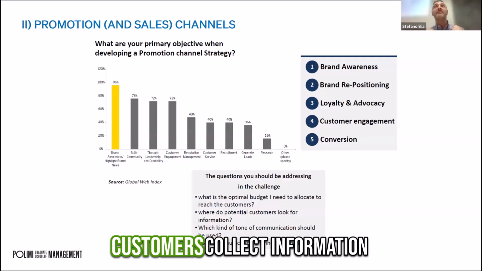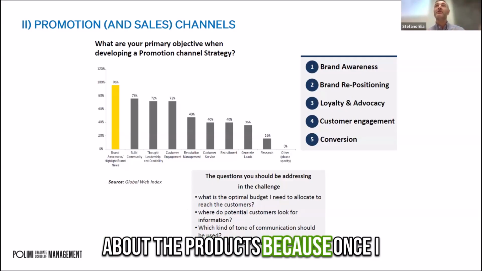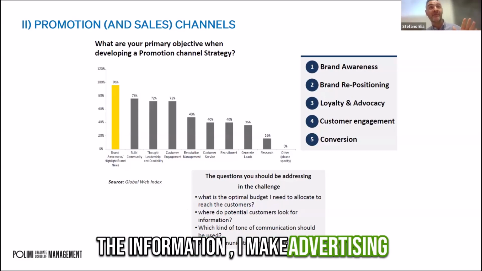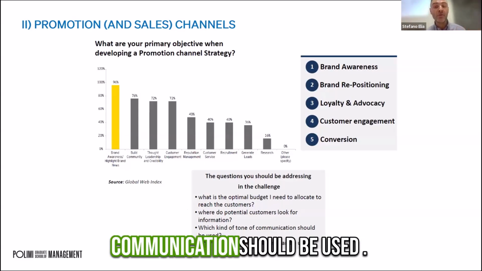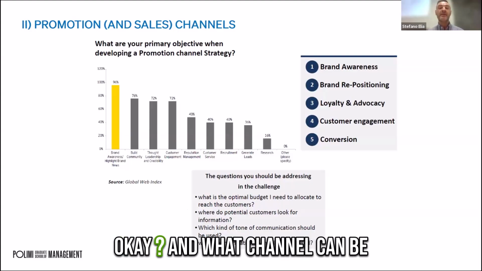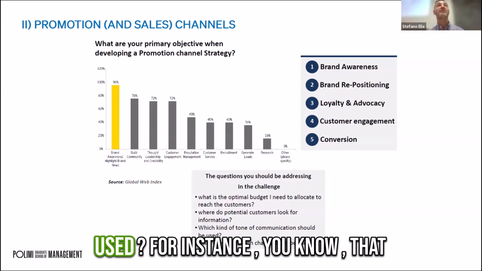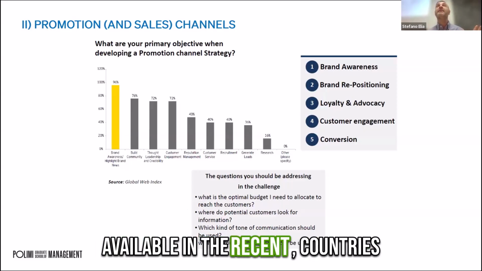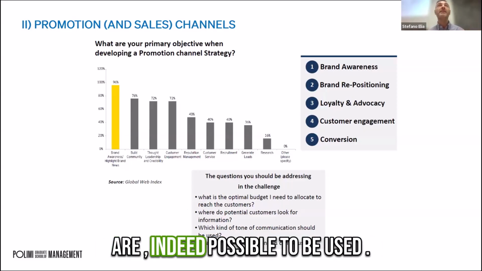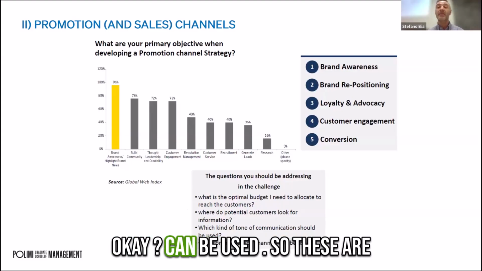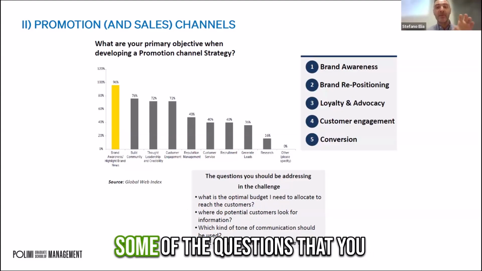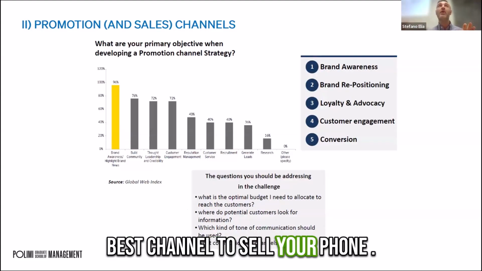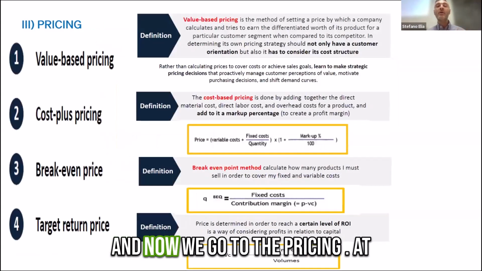Where do my customers collect information about the products? Because once I know where they collect the information, I advertise on that channel. Which kind of communication should be used? And what channel can be used? For instance, you know that in China, not all channels that are available in the Western countries can be used. So these are some of the questions that you should ask in order to identify the best channel to sell your product. And now we go to the pricing.